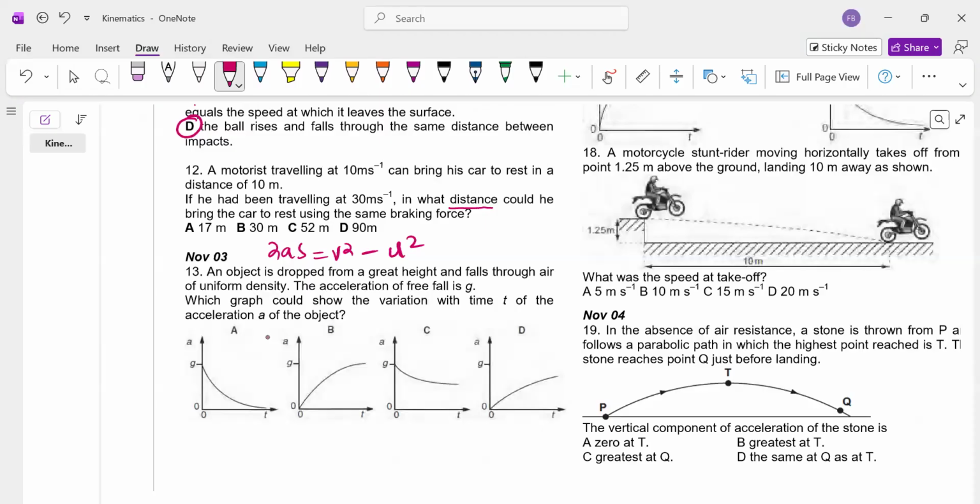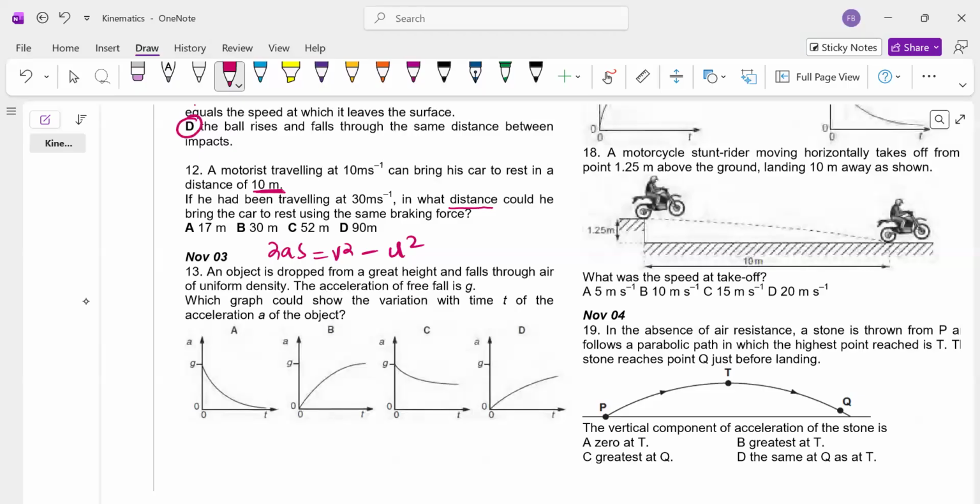Can we use 9.81 as the acceleration? You can cancel this factor because you have two values. Simply what you can do is, a motorist is traveling at 10 meter per second and brings his car to rest in a distance of 10 meter. Now they have given you this distance, 10 meter. So first you use that formula to find the acceleration.